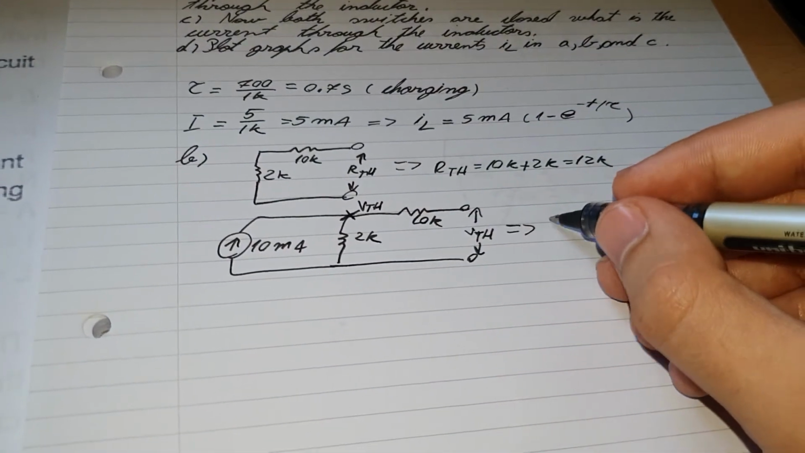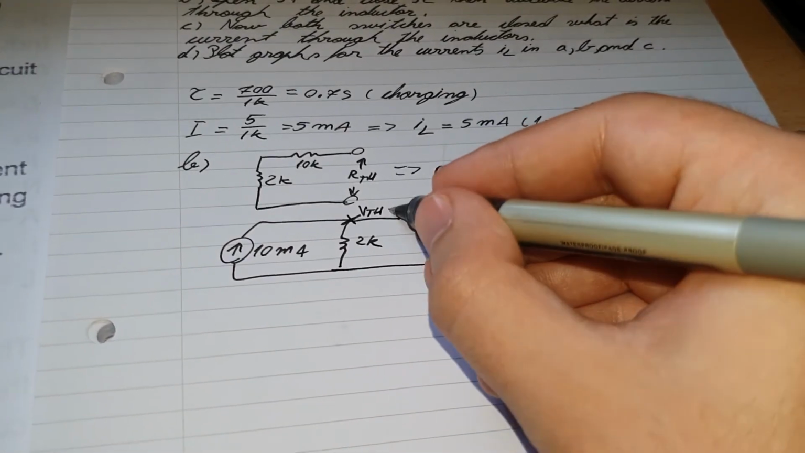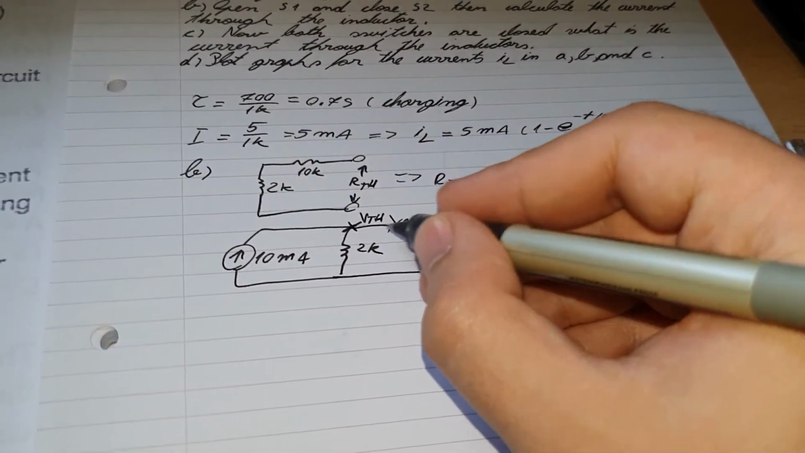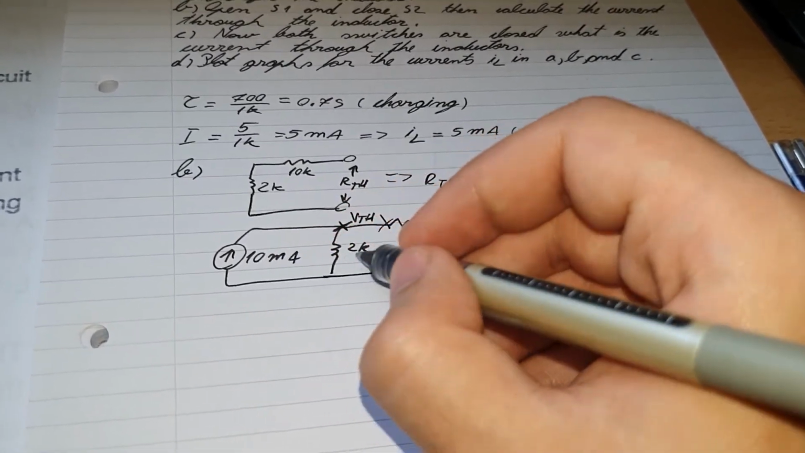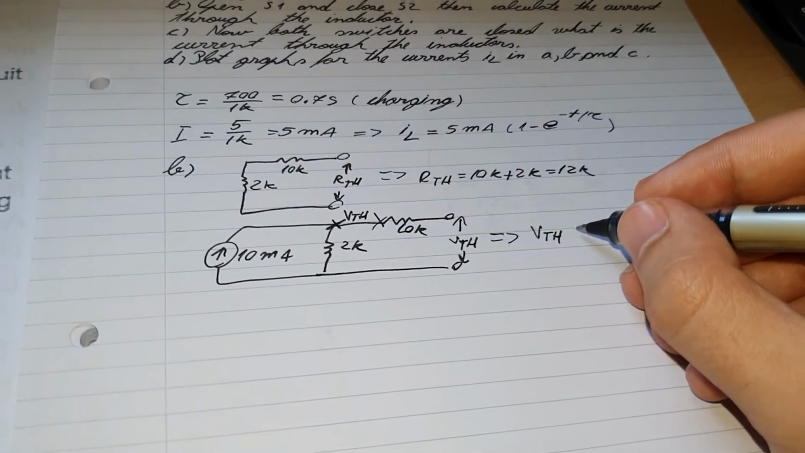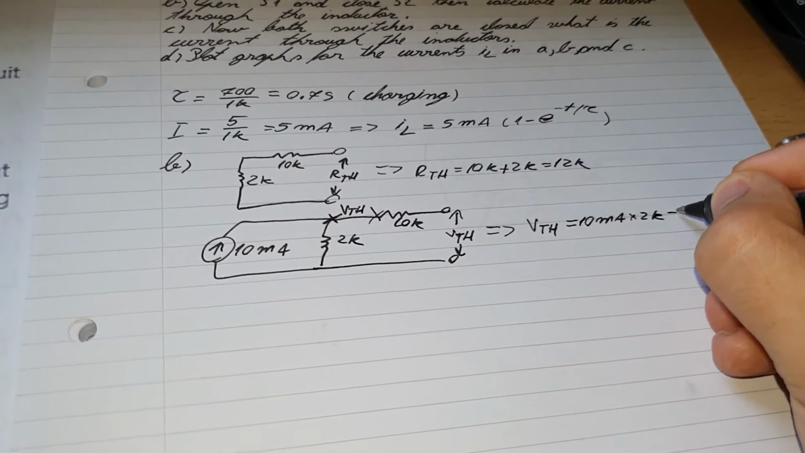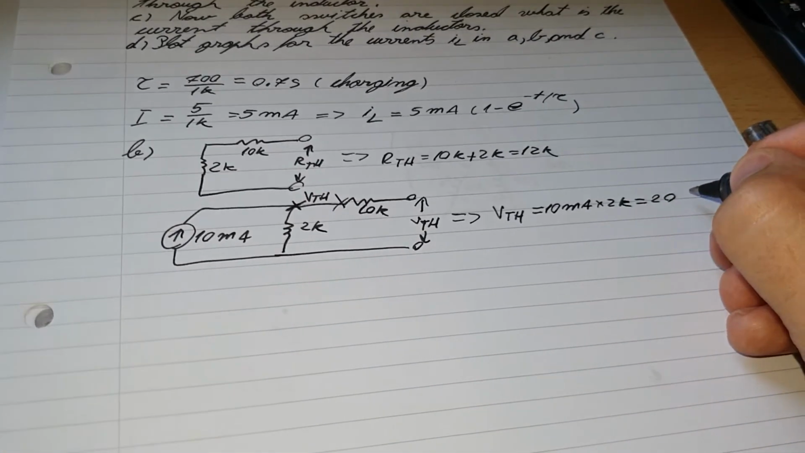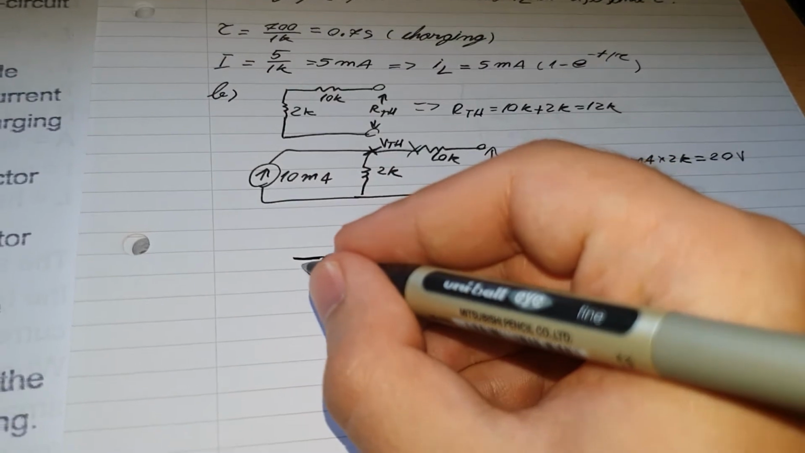So VTH is at that point. Therefore, VTH, and again, because there's no current going through here, there is no current going from the 10 milliamps to the 10K. So all 10 milliamps will go through the 2K. So VTH will be equal to 10 milliamps times 2K, which will be equal to 20 volts. So now let's redraw the new circuit.